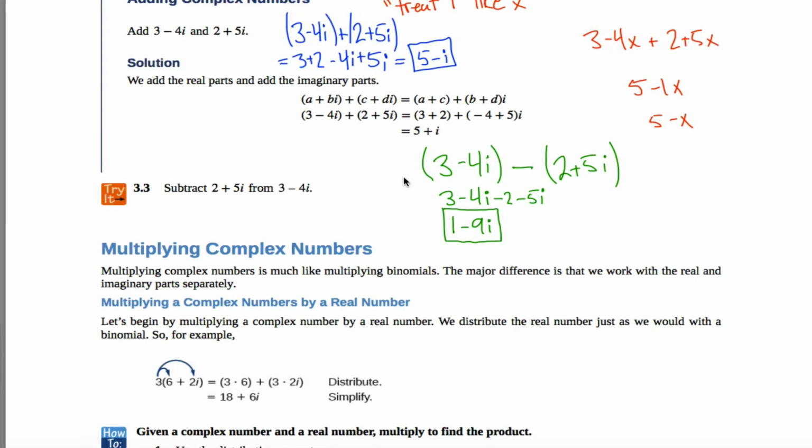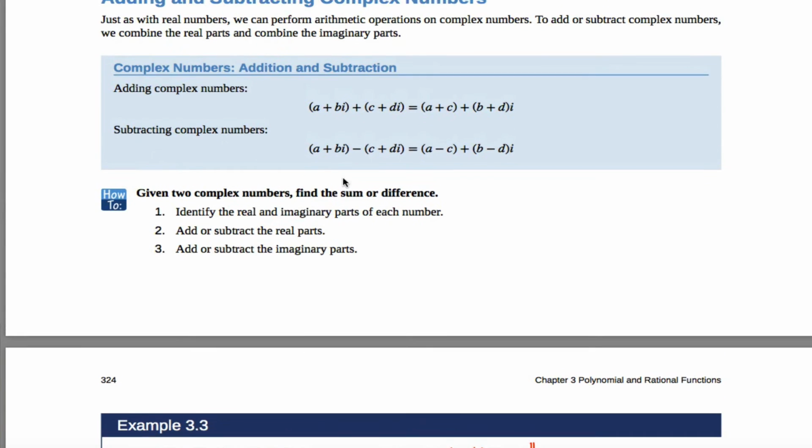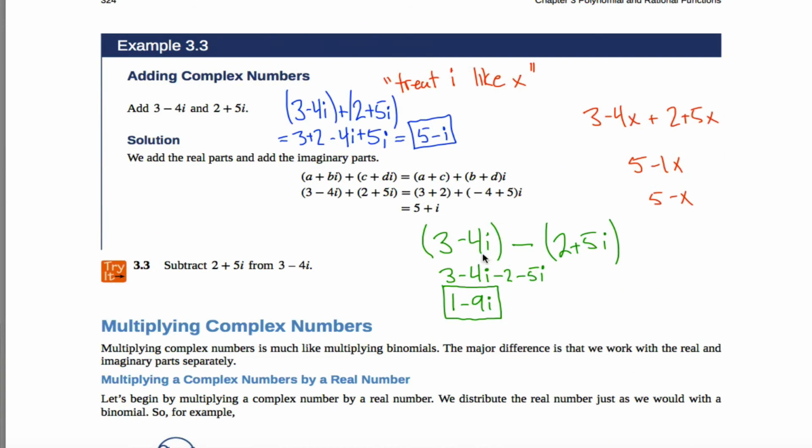Your formula will give you another way of doing this. It'll give you something that looks more like this. I guess it's above somewhere. Now, this is how you subtract them. You take A and C and you subtract those two guys. And you take B and D and subtract. That's true. That ends up being the exact same thing we did down here.